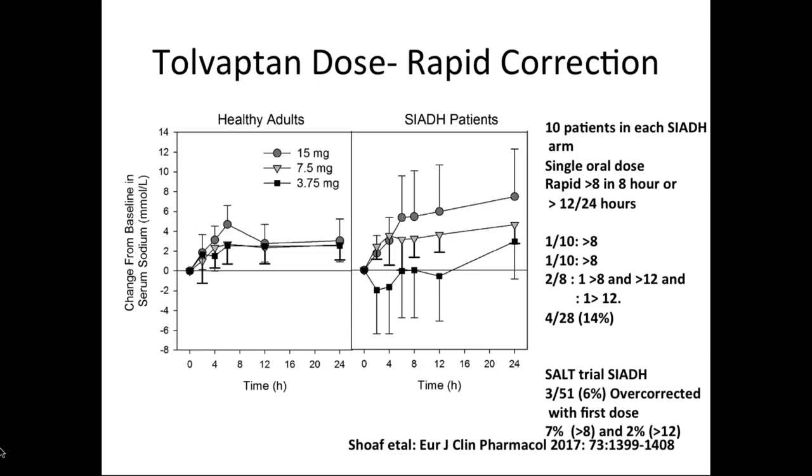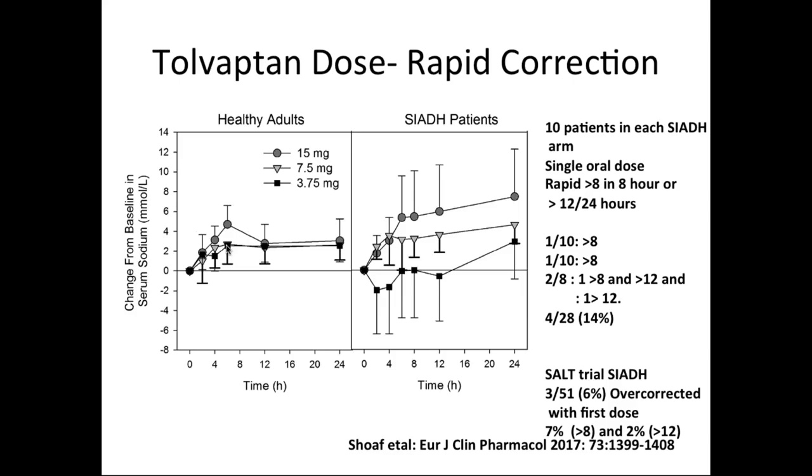This is an Otsuka study, where they looked at lower doses than the 15 milligrams, which is the recommended starting dose, in healthy adults as well as in SIADH patients. The left is the healthy adults. What they found is that even the 3.75 milligrams in healthy adults caused a rise of sodium of 2 and as high as 4 MEQs when they took a single dose of 3.75 or 15 milligrams. And this is time in hours over that first day.